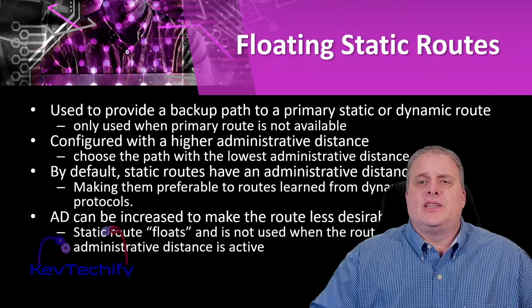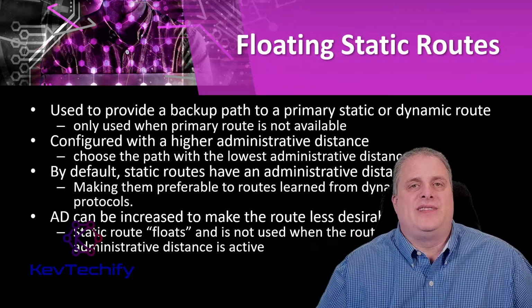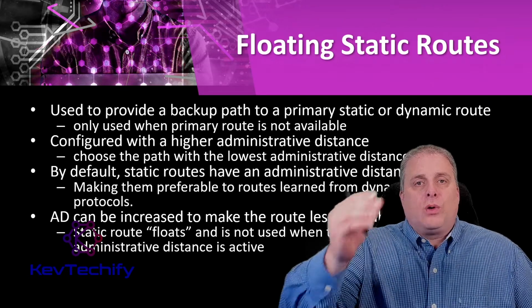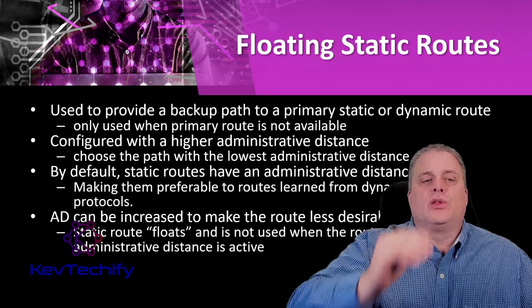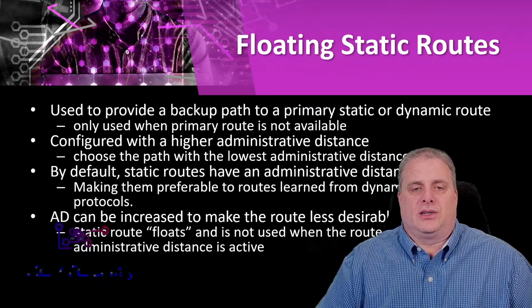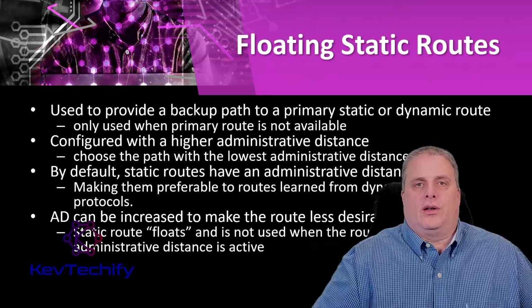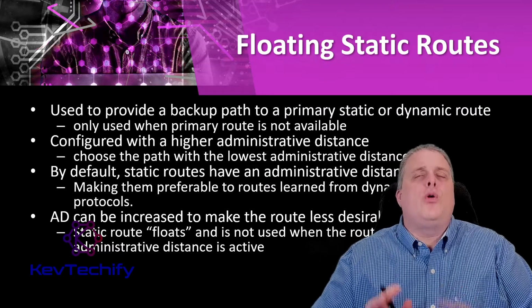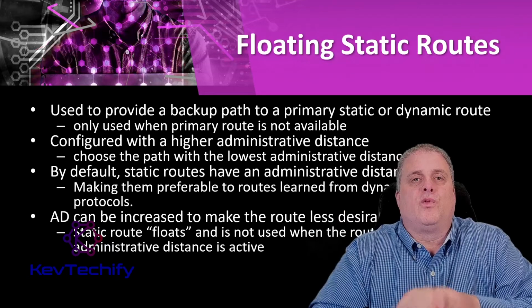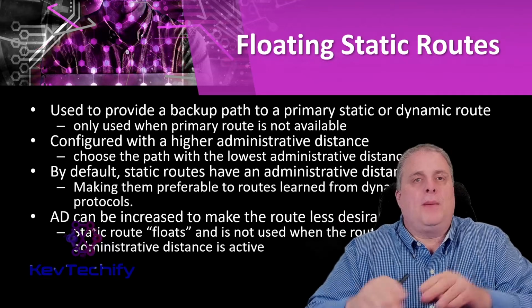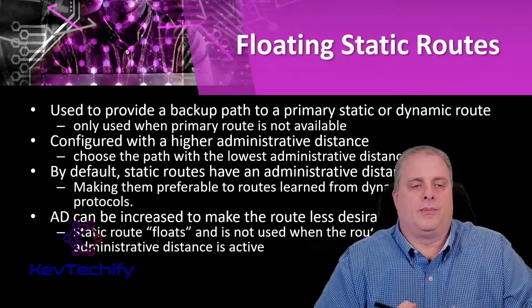How we do that is we create just a normal static route, but we give it a higher administrative distance. Remember, the lower the administrative distance, the more we trust it. That's the one we're going to use. By default, static routes have an administrative distance of 1. You as the administrator set it up, you know what you're doing on that network, and so we give it an administrative distance of 1. Really can't be anything lower than that. But if we want a backup one, we have to give it a higher number.